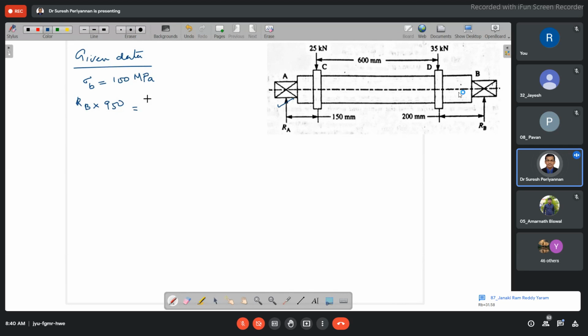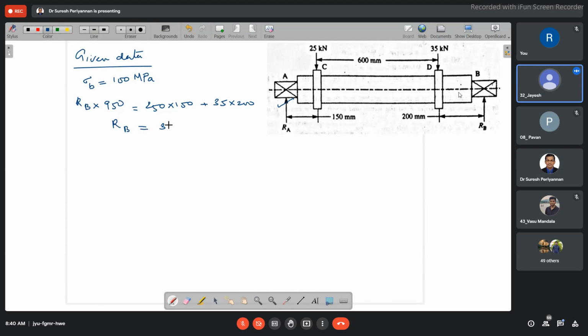The left hand side and right hand side loads are given near the bearings: 25 kilonewton into 150 plus 35 kilonewton into the given distance. Now what is RB? Please someone tell. 31.58. Yeah, thank you. RB is 31.55 kilonewton.